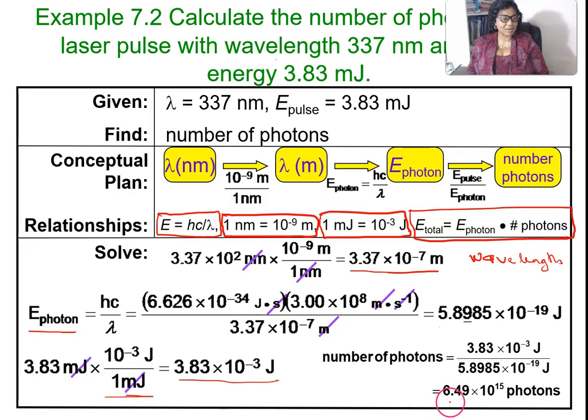So in total, the number of photons that gave us that energy is 6.49 times 10 to the 15 photons. So that is what gave us the total energy, 6.49 times 10 to the 15 photons. So we've been able to calculate the energy and the number of photons. Now we want to look at ejected electrons, the energy related with ejected electrons.